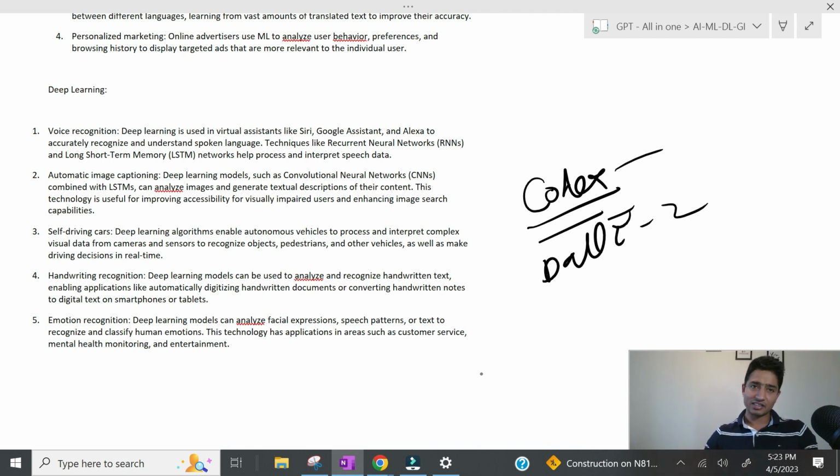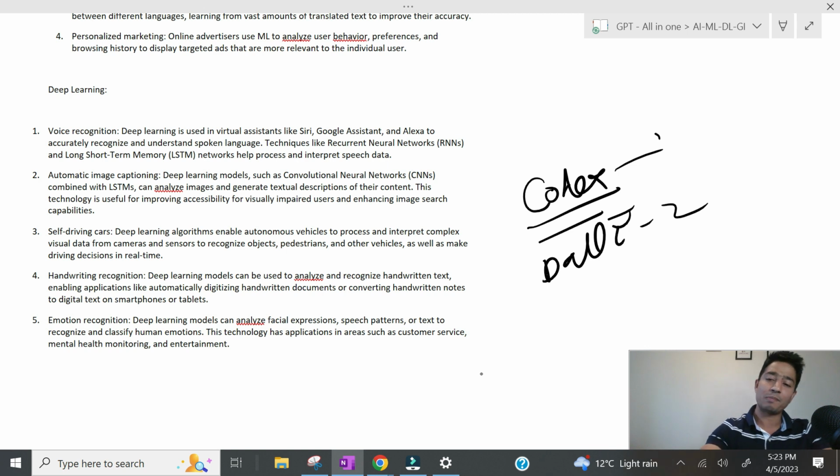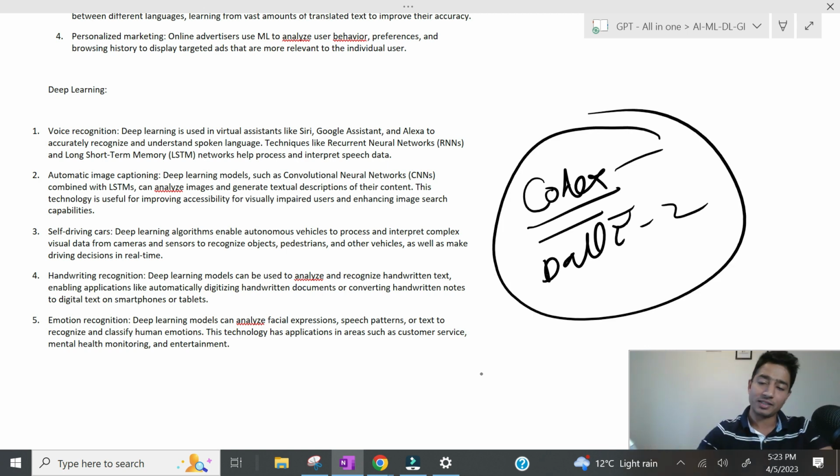If I ask what is DALL-E? DALL-E is an image generative AI. So if I ask DALL-E to generate an image of an astronaut sitting on a horse on the moon surface, it will generate an image for us. So these are a few examples of generative AI or GPT, right?